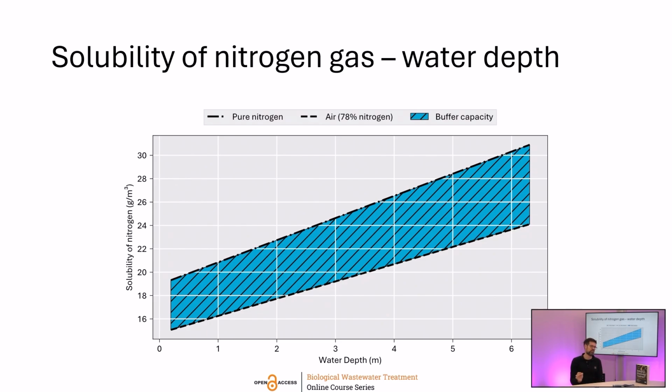There's a little help there, because we built our reactors pretty deep. And what you can see in this graph is that actually the solubility of nitrogen gas goes up with water depth, because of the pressure increase, and we go from, let's say, 1 bar to 1.6 bar. And so the solubility really goes up. So at the bottom of your reactor, where during the feeding phase your sludge blanket is, you have more solubility, and that kind of helps you in this problem.